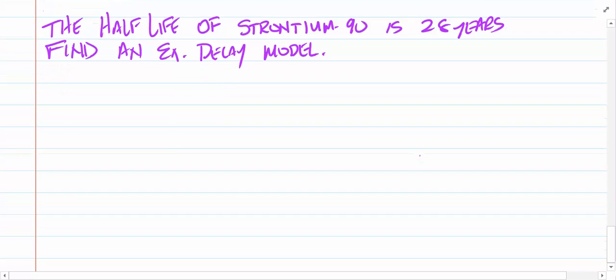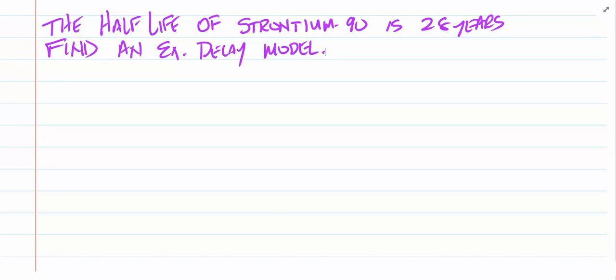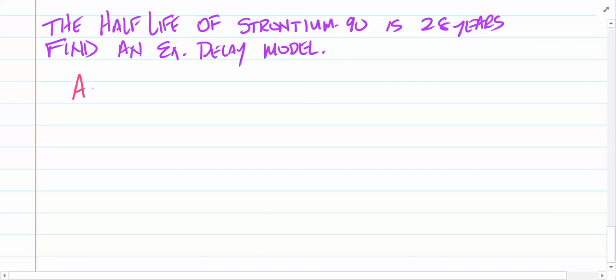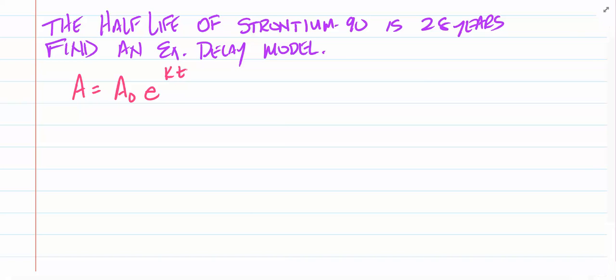So how do we approach this? And this is the key part of this lesson. We start like this. A equals our initial amount, e to the kt. And what are we interested in? Now remember, A naught is our initial amount, and we're interested in half of that amount. Is that true? So how do we set this up?